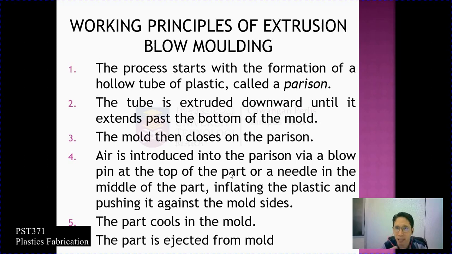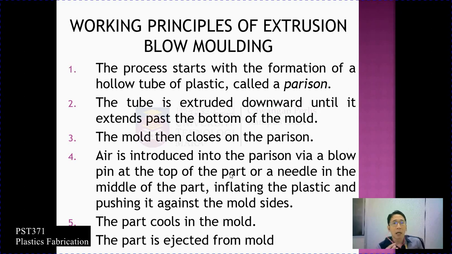Okay, the working principle for extrusion blow molding starts with the formation of the hollow part of plastic called a parison. So what you need is a parison. For extrusion blow molding, you use a parison. Later on, for injection and stretch blow molding, we will take a look at whether they need a parison or a preform.